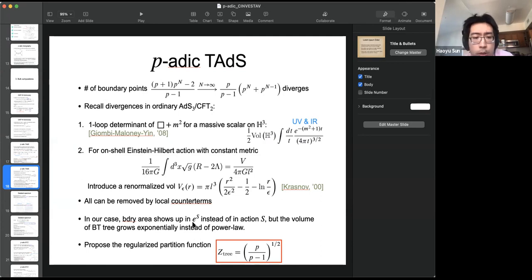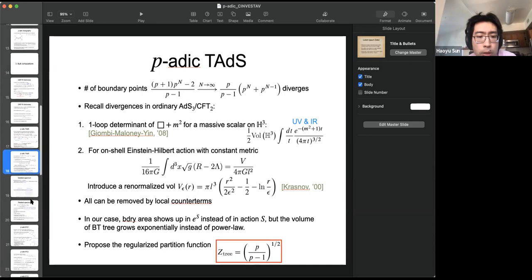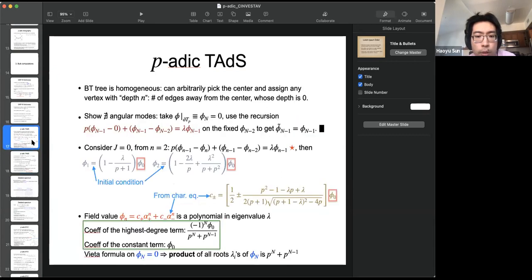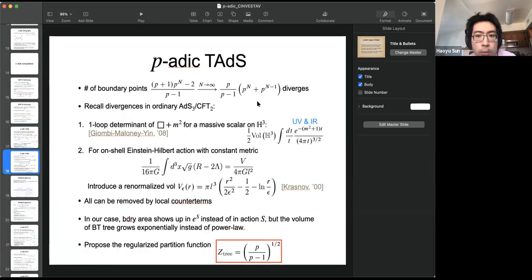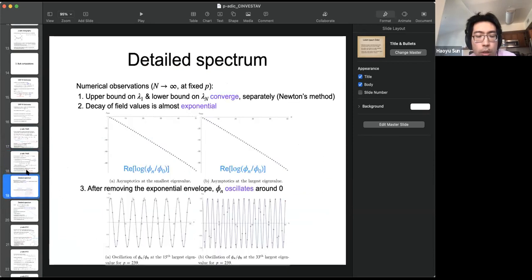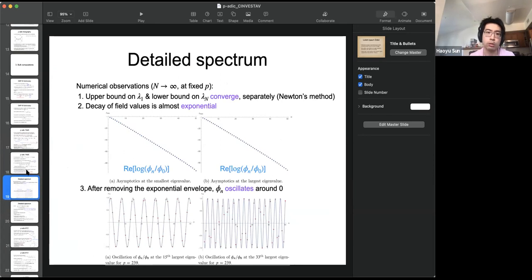But the volume of the bit tree grows exponentially instead of according to a power law. So we propose that the regularization gives us the partition function of the bit tree as follows. So we simply divide the product of all the eigenvalues by the number of boundary points to get this result. So we can look further into the detailed spectrum of the Laplacian operator on this truncated bit tree.